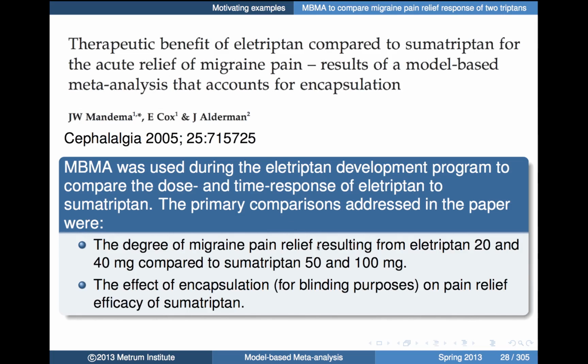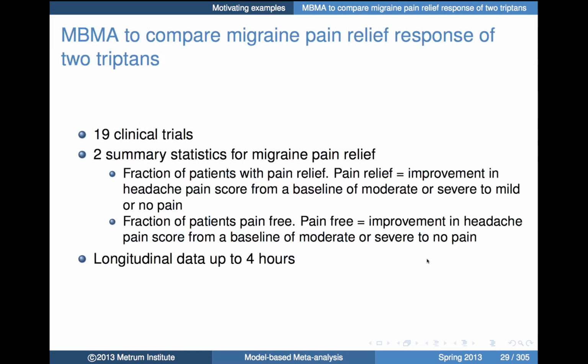One was the degree of migraine pain relief resulting from elatriptan 20 and 40 milligram compared to sumatriptan 50 and 100 milligrams respectively. There's also a part where they were looking at the influence of encapsulation used for blinding, but that was kind of a secondary issue. The main issue was comparative efficacy of elatriptan and sumatriptan. So they did a model-based meta-analysis based on results from 19 trials.